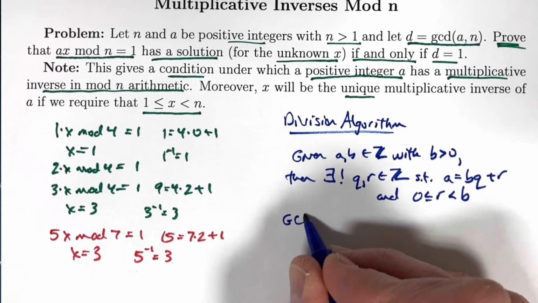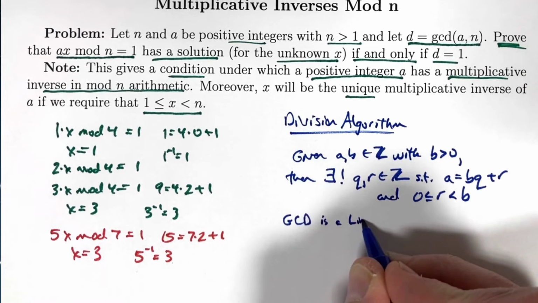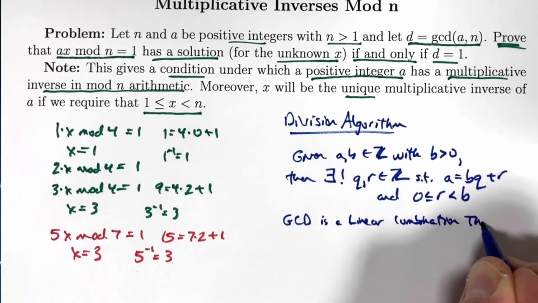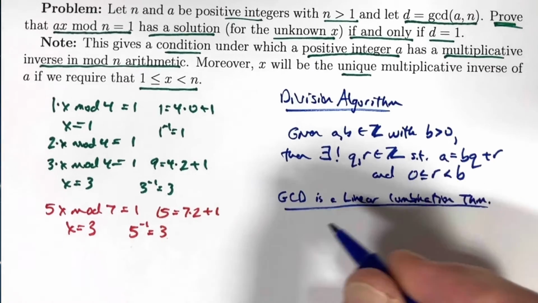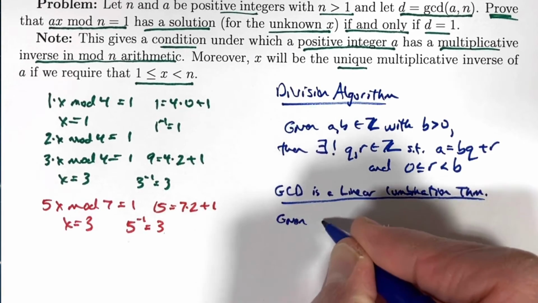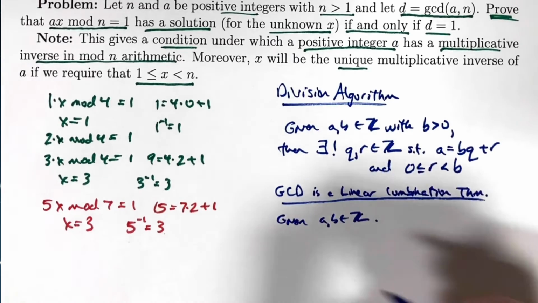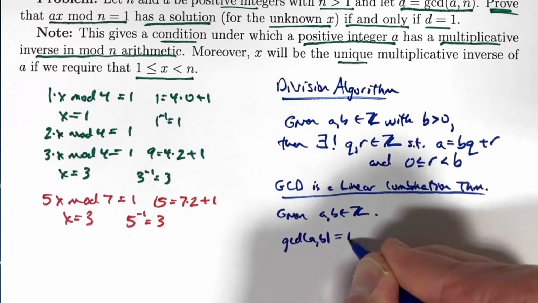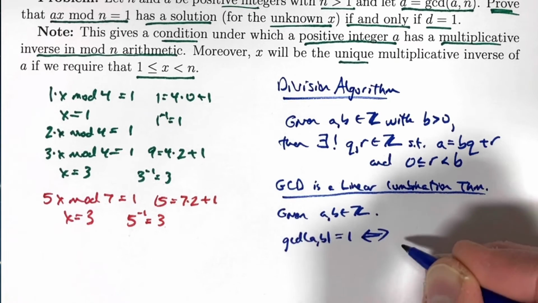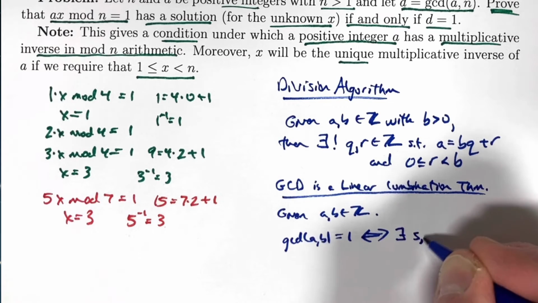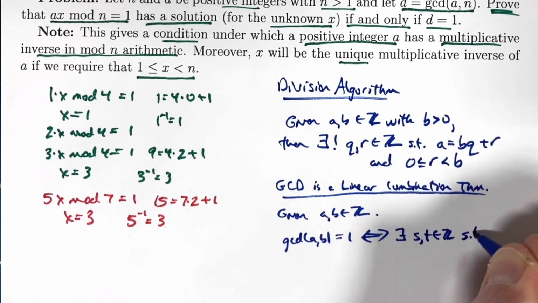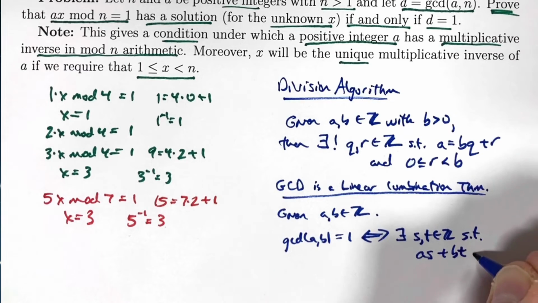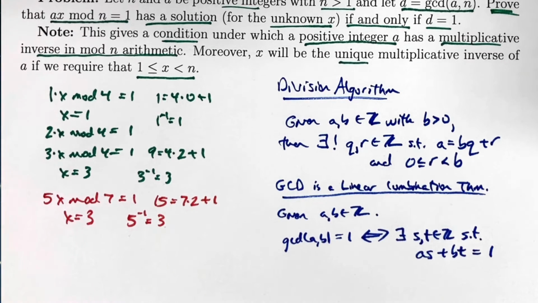What is the other fact that we need? It's related to something called the GCD is a linear combination theorem. It's really a corollary of that more general theorem. We're given two integers, a and b. We can say that a and b are relatively prime, GCD of a and b equals 1, if and only if, it's a two-direction theorem, there exist integers s and t such that a times s plus b times t, a linear combination of a and b, equals 1. These are the two theorems that we now need to do the proof.